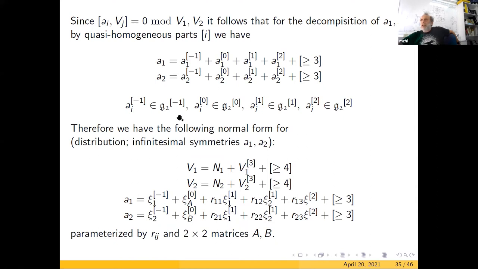Since they are symmetries, we know that up to quasi degree two, these are in G2. So we can write this normal form, which shows the Cartan tensor in this part for V1 and V2, and simultaneously for A1, A2. This normal form for V1, V2 parameterized by the Cartan tensor is for quasi-homogeneity three, and here we have two by two matrices A and B for the central part. A1 and A2 must start with terms of degree minus one. They cannot have terms of degree minus two and minus three, because they match V1, V2 at zero. So here we have 2 by 2 matrices A and B, and also two parameters, Rij.